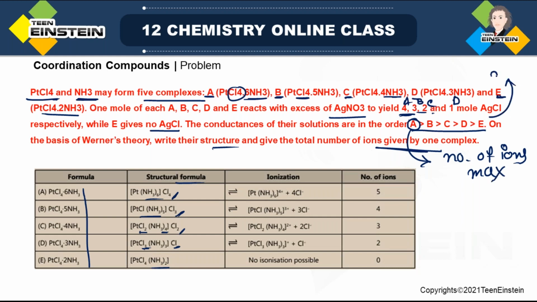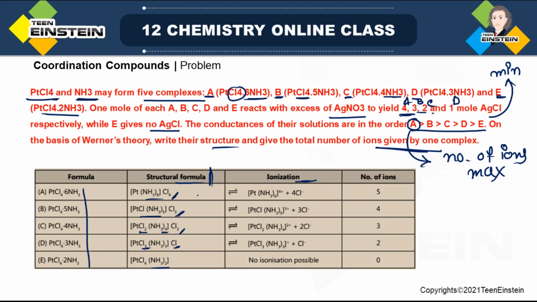For E, it is minimum. Okay. So even if this information is not given, that is, suppose the statement related to conductance is not given, then also you can easily answer the question. Because once you know the structural formula, you can easily write what will be the ionization, that is, after ionization, what will be the species you will obtain.